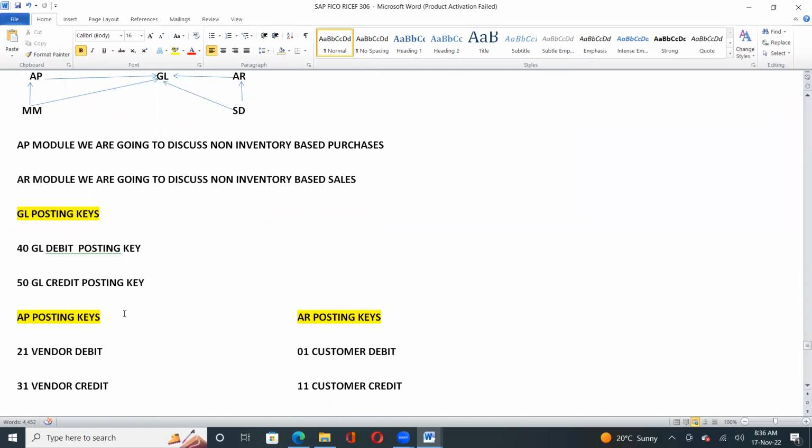In the same way, we have two other modules, AP and AR. In AP also, we have separate posting keys for representing debit and credit. 21 is for vendor debit, meaning whenever the key 21 and vendor is shown, it is a vendor debit line item. 31 is the vendor credit line item. 01 is customer debit, and 11 is customer credit.